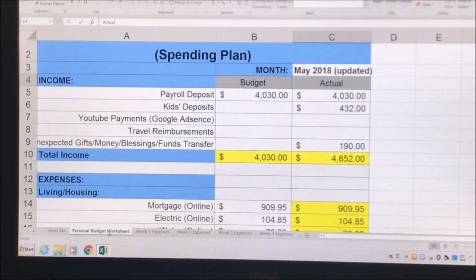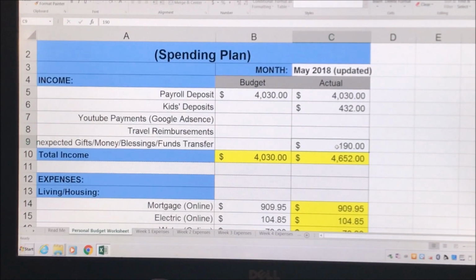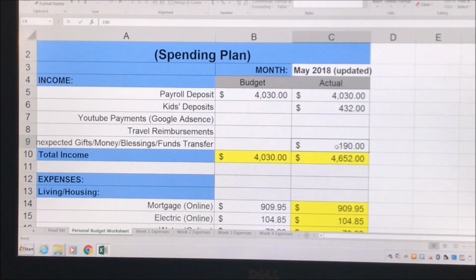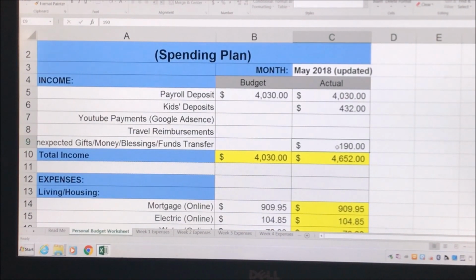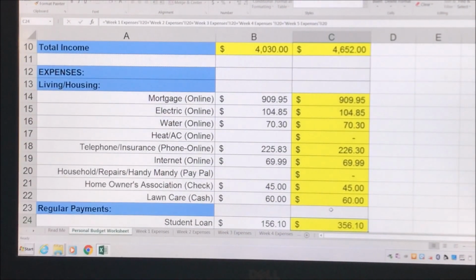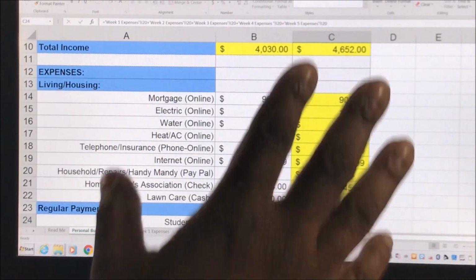$432 in kids deposits. And then if you look down here, you will now see $190 in my unexpected gifts, money, blessings, or funds transfer. And I actually had to update that category today to include the funds transfer. And I'll tell you why in just a second. So what I'm working with for this month at the moment is $4,652. So I put in all of my monthly categories, or after I've paid all my bills, and everything populates in my yellow column.